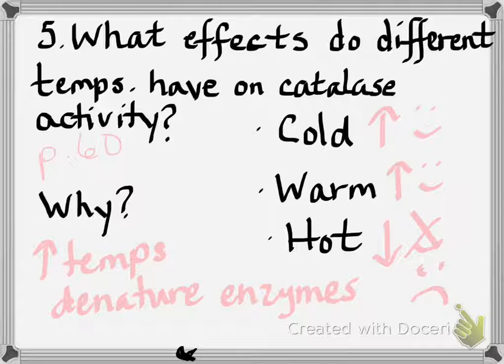Number 7. What's the effect of a pH outside the optimum range of an enzyme? Will an enzyme work at its very best if you go outside its optimum pH range? No. So it's going to reduce its effectiveness. The effect of a pH outside the optimum range is bad for the enzyme. Enzyme slows down. It can't work very well.